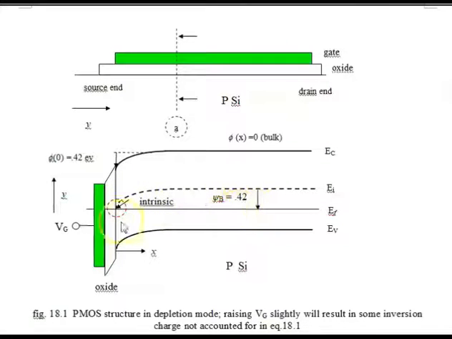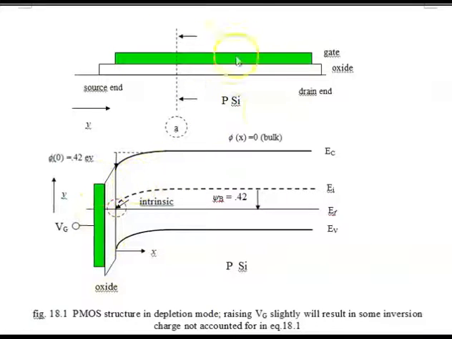However, if we increase the gate voltage, make it more positive, this will bend down further and further until we do go into strong inversion. And at that point, there will be a layer of inversion charge from the source end. Let me start here. From the source end, which is over here, to the drain end, which is over here.